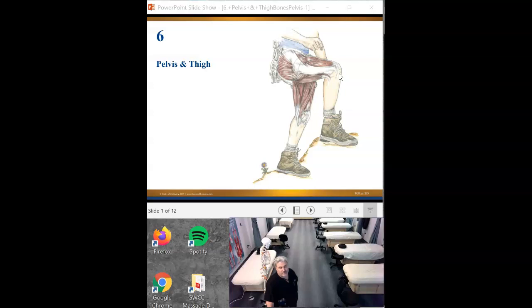The iliotibial tract. Yes, iliotibial tract. Some people call it the IT band too, so iliotibial band. Look what she called it, by the way. This is the crest of the ilium, and this is your tibia down here. The bone, your shin bone, is your tibia. So it is called the iliotibial band.